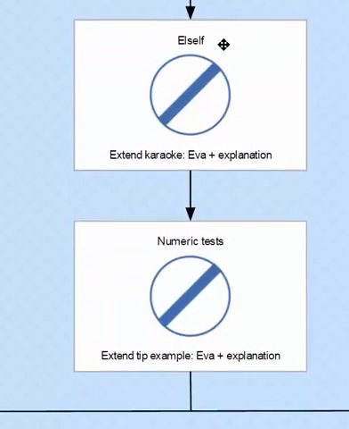Then else if is introduced. So this lets the program have an unlimited number of song titles. So if the song is this, show the lyrics, else if the song is that, show the lyrics, else if the song is the other, show the other lyrics.